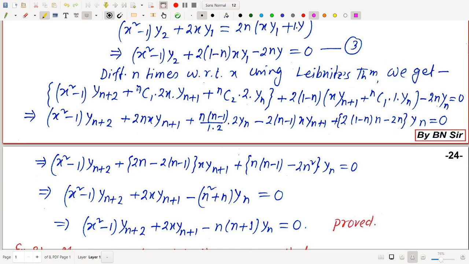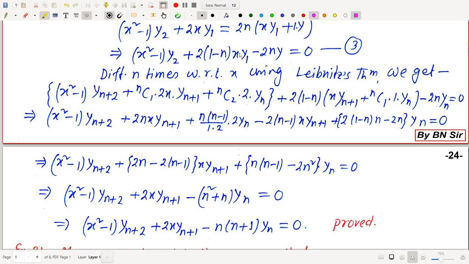Plus by Leibniz theorem nC1, into what? The increased derivative of the first factor and the decreased derivative of the second factor. So the derivative of x² − 1 is 2x, and y_{n+2} now will become y_{n+1}. Then plus nC2, the increased derivative of this 2x will be 2 only, and y_{n+1} will now become y_n, the decreasing derivative of this. And the next derivative of 2 is 0, so only 3 terms in Leibniz theorem. Plus here 2 into (1 − n) x into y1.